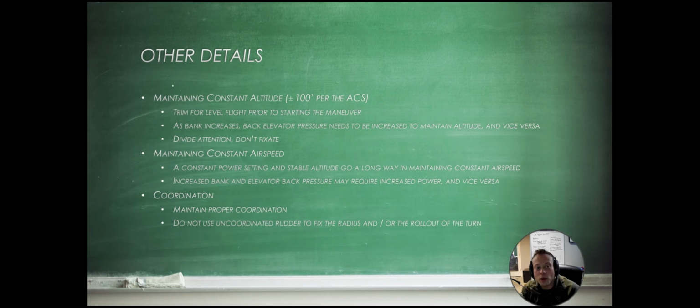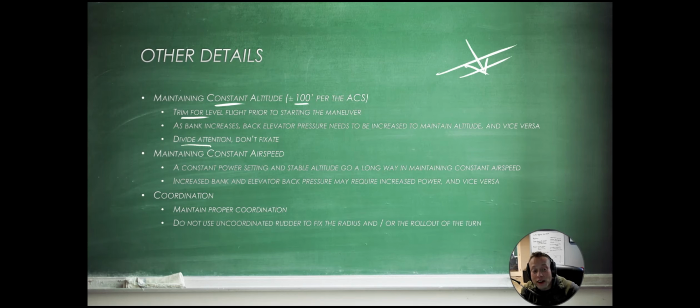Here's some details. You want to maintain constant altitude. For us, that's plus or minus 0, right? We're good pilots. But the ACS says you've got 100 feet to play with in each direction. I would say shoot for 0, plus or minus 0 on your altitude, and you'll be good to go. Remember, you want to trim for level flight prior to starting the maneuver, and as your bank increases, your back elevator pressure needs to be increased to maintain altitude and vice versa. Again, that's because you lose vertical lift when you are in a bank, so keep that in mind.